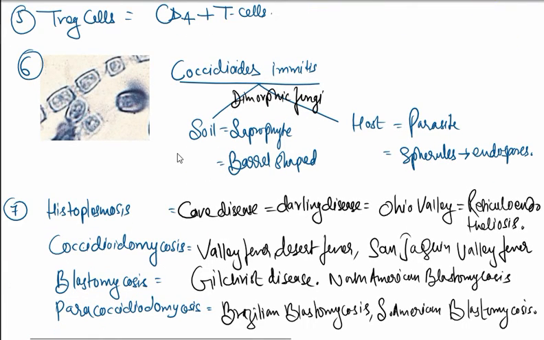Next, what is Treg cell? This is CD4 plus CD25 plus T cell. This combination is the Treg cell.